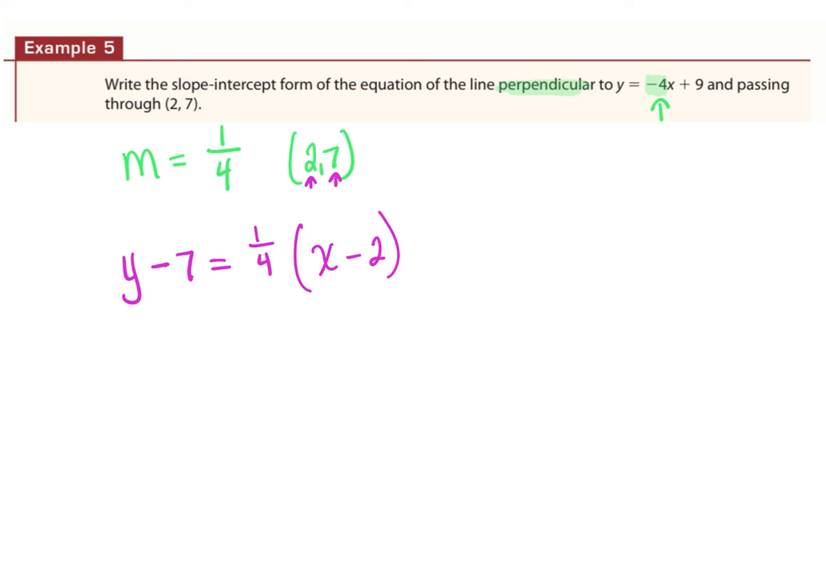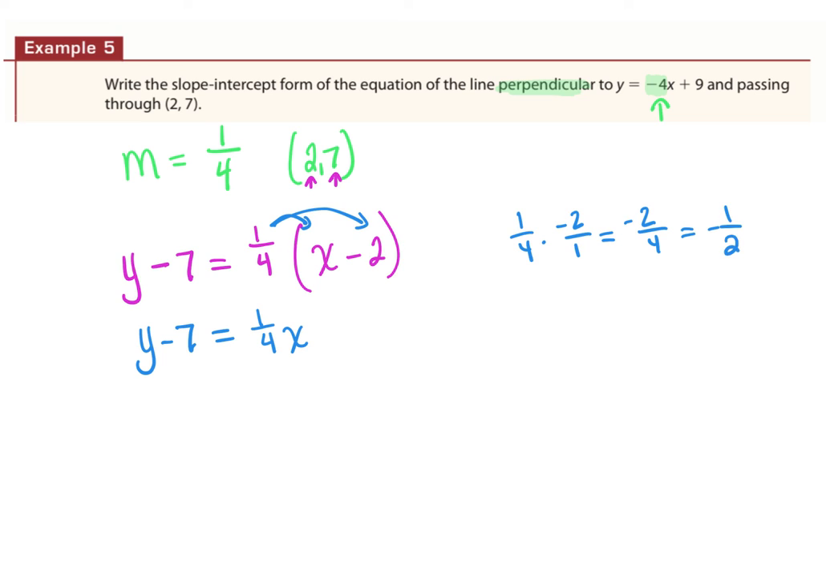So I'm going to distribute your 1/4 through here. So I have y minus 7, leave that alone for right now. 1/4 times x is 1/4 x. 1/4 times negative 2, remember it's negative 2 over 1. You can cross cancel or you can just multiply and reduce. That's going to be negative 1/2. So not 1/5, I wrote and said negative 1/2, okay? So just pay attention to multiplying fractions. So that's going to be 1/4 x minus 1/2.